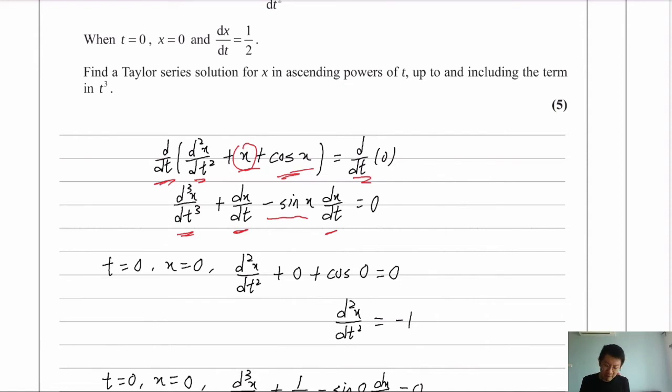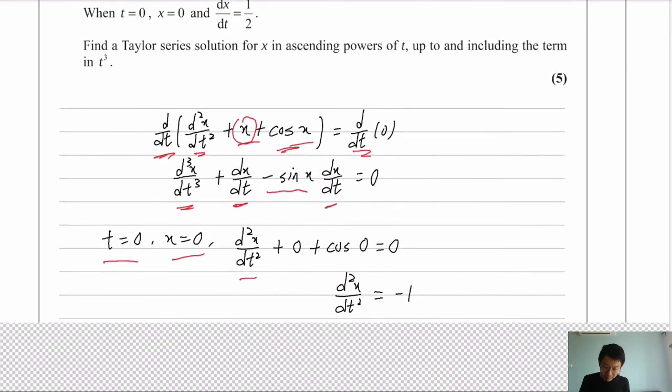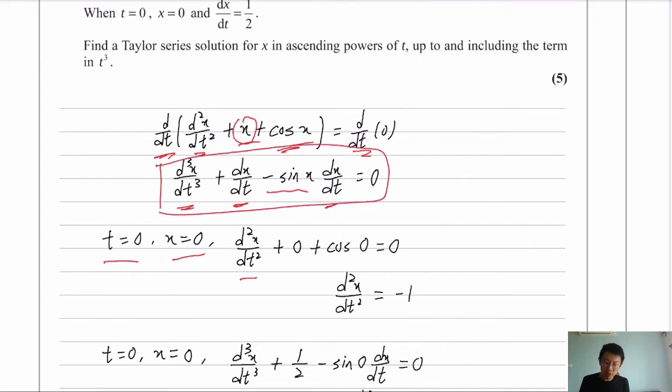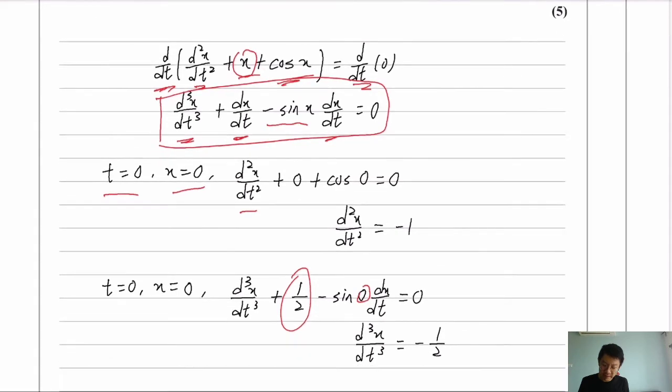When t equals 0, x equals 0, which helps us find the value of the second derivative at t equals 0, using the equation given earlier. For the third derivative, we depend on the differentiated equation. We just substitute any related values: dx/dt is half, x equals 0, and the value of the second derivative. So what we get for d cubed x over dt cubed is negative 1 over 2.